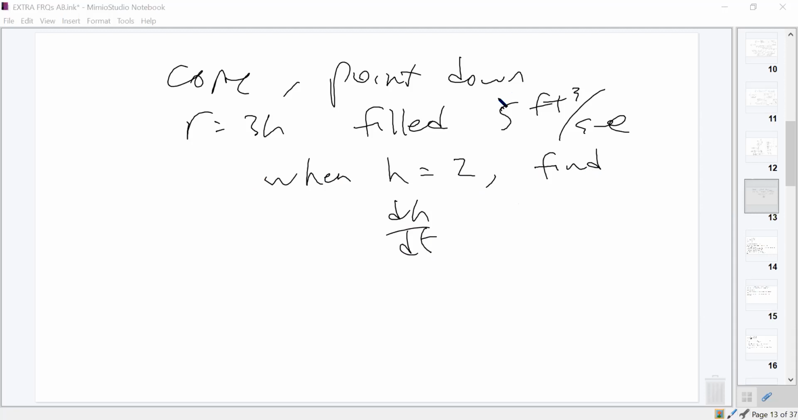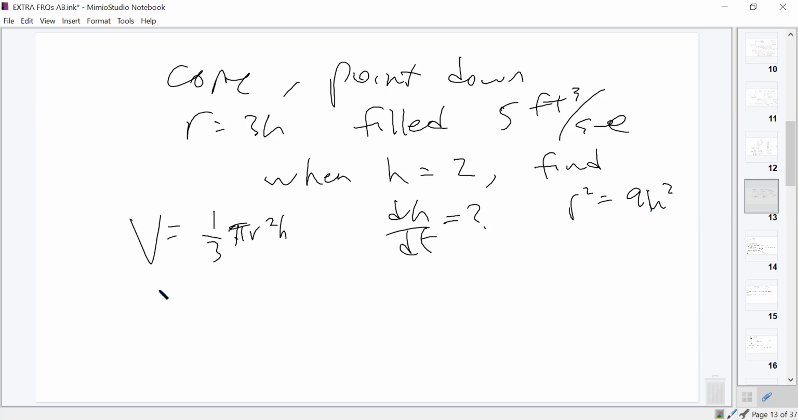All right. So we're going to look at this one here. First off, we need to know that the volume of a cone, which they would most likely give you, is 1/3 pi r squared h. We're looking to do everything in terms of h. We're looking for dh/dt given a specific height. So we need to turn all the r's into terms of h. So if r is 3h, then r squared would be 9h squared. So we'll plug that in. We have a 9 over 3, that's going to be 3 pi h cubed. Everybody good with that?